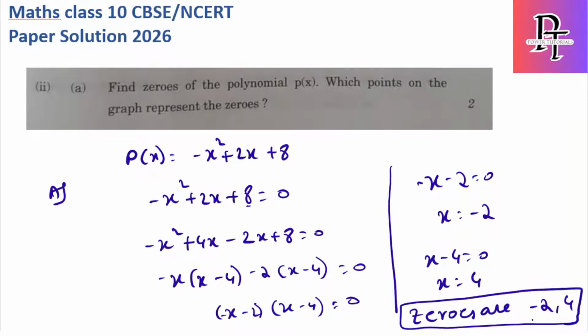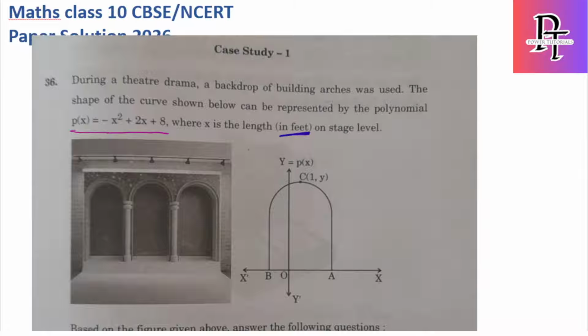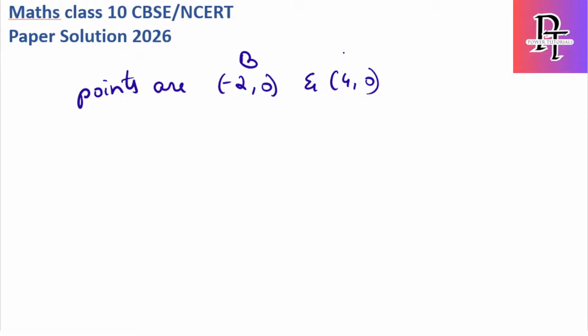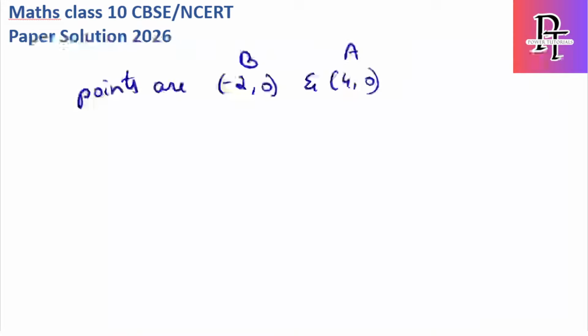See, this question is much easier and we directly got the answer. They simply ask which points on the graph represent the zeros. So the points they are asking are minus 2 comma 0 and 4 comma 0. These are the points which represent zeros on the graph, which are B and A. Okay, so this point is B and this point is A. Why? Because B is on the negative x-axis. So as per the graph you can see this point is on the negative x-axis, so B is minus 2 comma 0 and A is 4 comma 0.